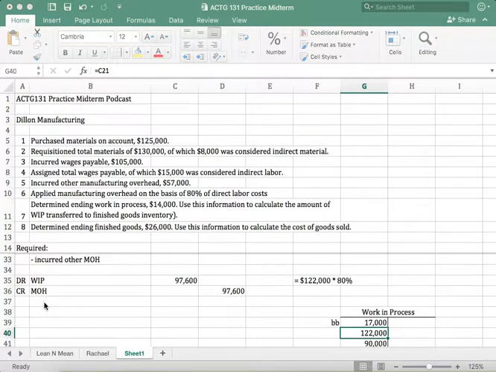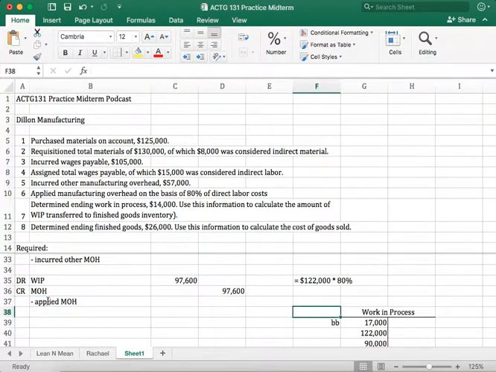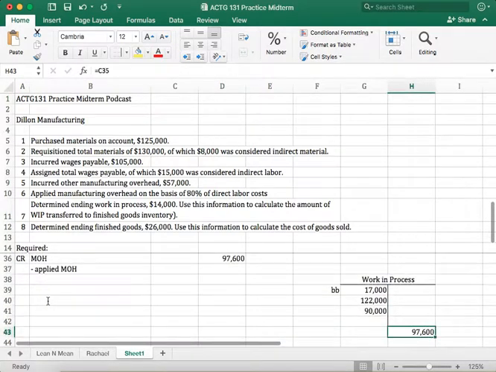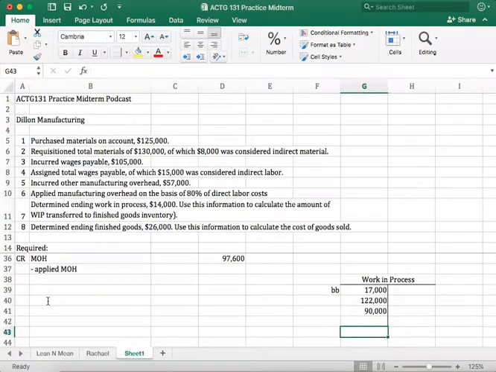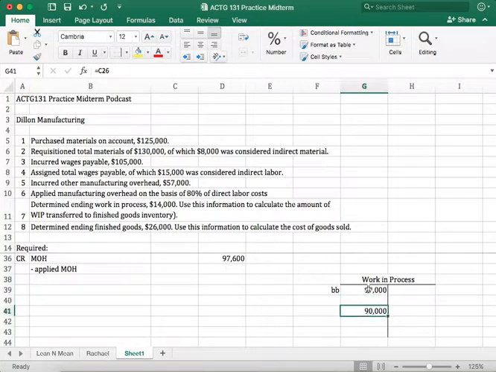Okay, I'm not certain if you realized I just stopped the recording, but I'm back here. So this is applied manufacturing overhead. What I realized is that there was an error here in my work in process T account, which was distracting me. So let me remove those two, and look at number 7.